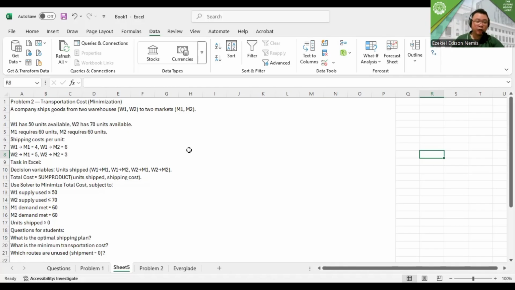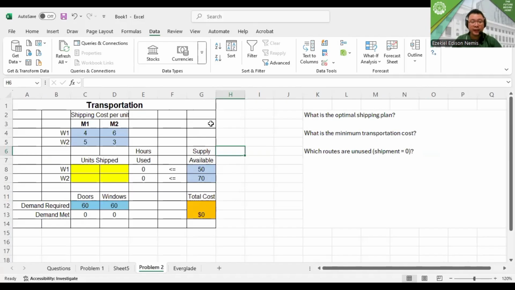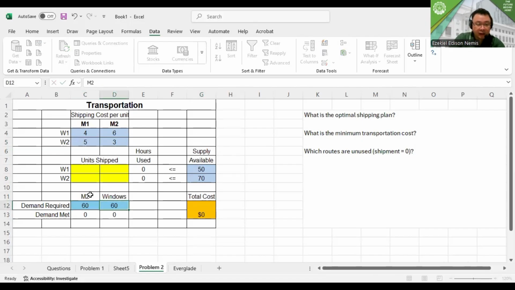Here are the questions, almost the same as before. Number 1, what is the optimal shipping plan? Number 2, the minimum transportation cost. And number 3, the routes used per ship equal to 0. To do this, first we write all the data. These are the given data from M1 to W1, M1 to W2, M2 to W1, and M2 to W2. Also, the supplies available are 50 and 70. For the demand requirements, we have 60 for each of M1 and M2.